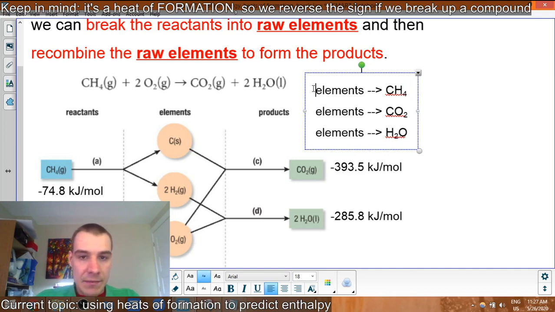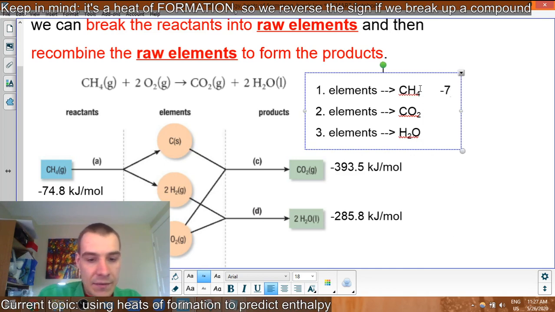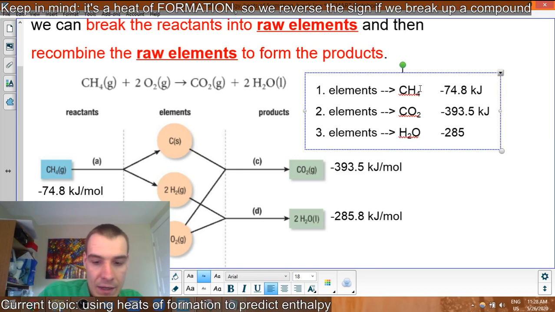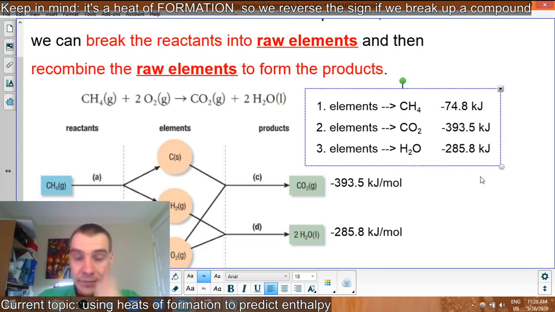So we have these three reactions. We might as well call them 1, 2, and 3, just like we make it a Hess's law problem. And we have those delta H values. This delta H is minus 74.8 kilojoules, this delta H is minus 393.5 kilojoules, and this one is minus 285.8 kilojoules. All right, so those are our three reactions, which we get from the heats of formation table.